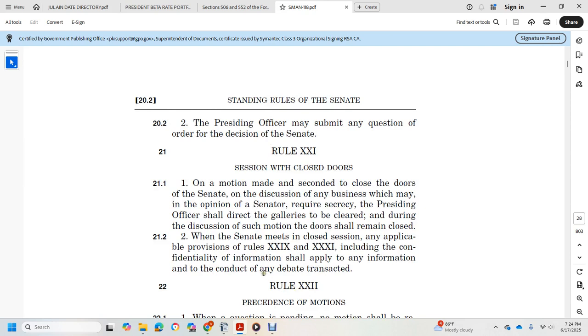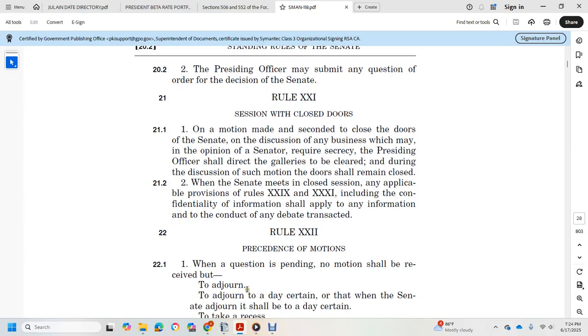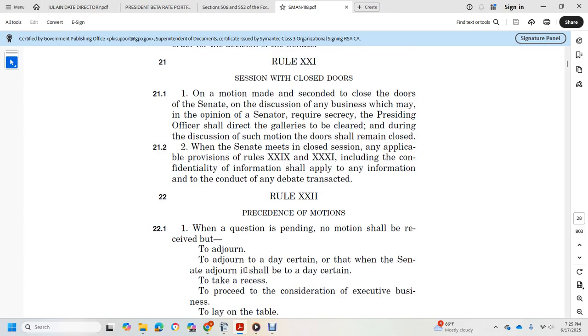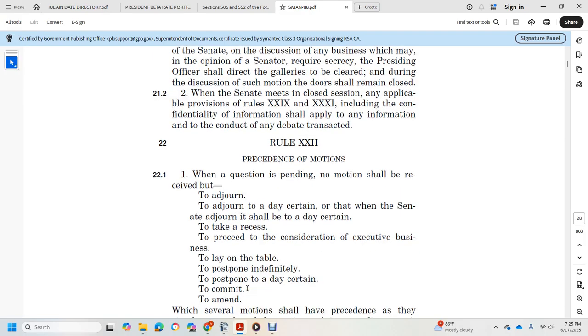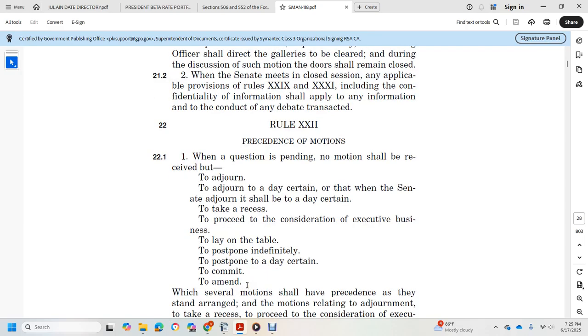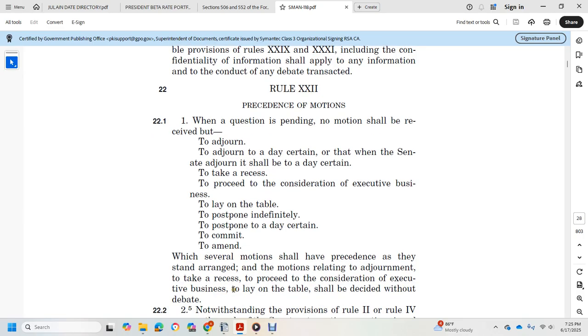Rule 22, precedence of motions. When a question is pending, no motion shall be received, but to adjourn, to adjourn to a day certain, to recess, to proceed to the consideration of executive business, to lay on the table, to postpone indefinitely, to postpone to a day certain, to commit and amend, which several motions shall have precedence as they stand arranged. The motions in relation to the adjournment, to take recess, to proceed with the consideration of executive business, and to lay on the table shall be decided without debate.